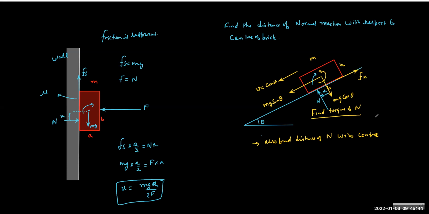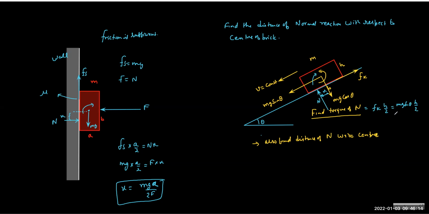And you can see again the x is there. So x is tan theta into h by 2. Yeah. So finding the N is pretty easy. The torque of normal is exactly the same as the torque of friction. So that's why they are balancing out. This is the same as the torque of friction, and the torque of friction is how much? Fk into h by 2. And the Fk is mg sin theta.